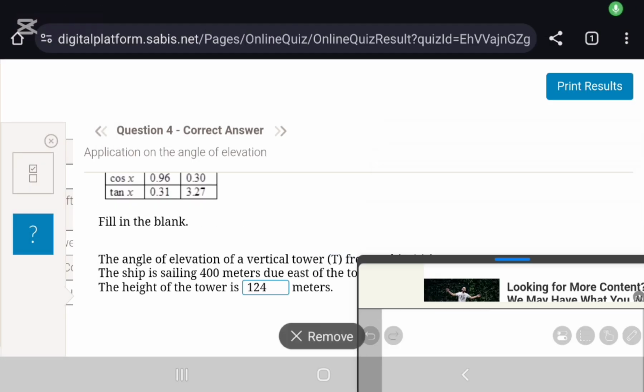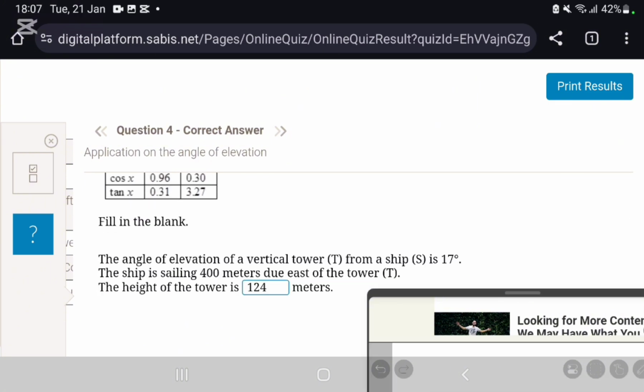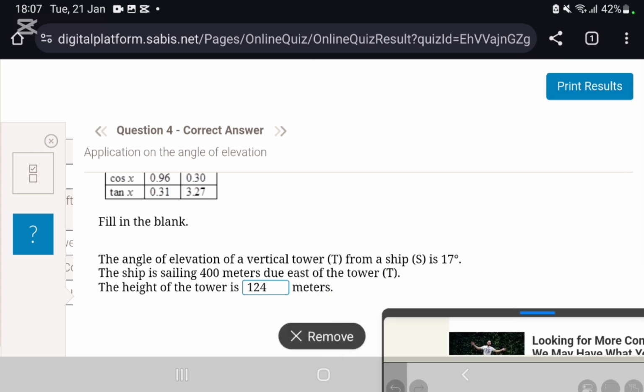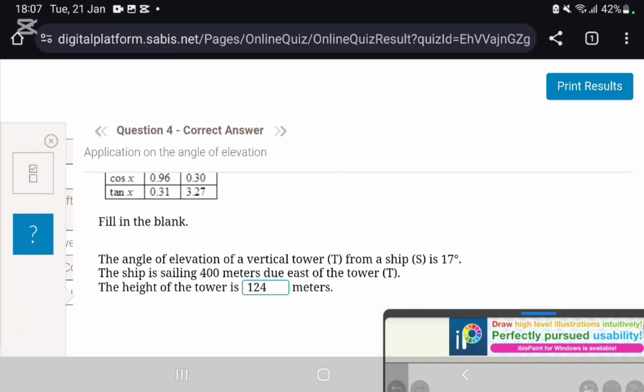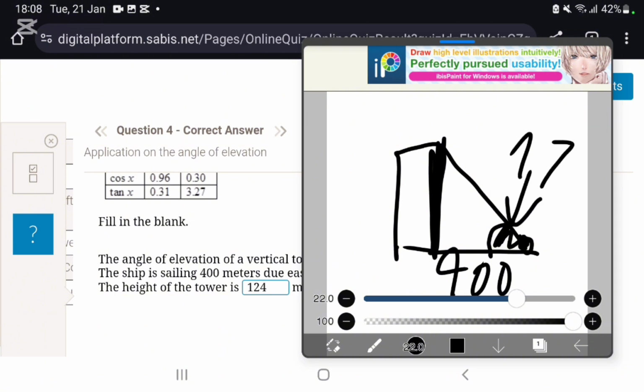So for this question, the angle of elevation of a vertical tower from a ship is 17. So let's say this is the tower and this is the ship. Let's draw a triangle. This angle that I'm coloring in is 17. The ship is sailing 400 meters due east. So we know that this is 400. The height of the tower, or this, we're gonna have to find it. So this angle is 17 as we said.